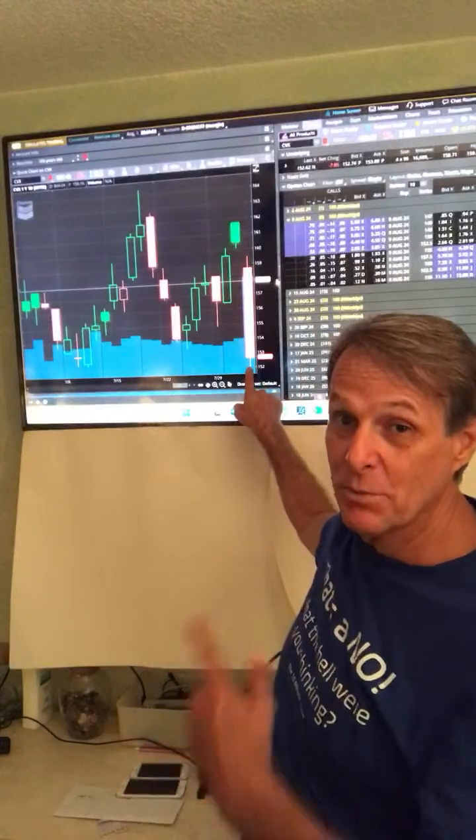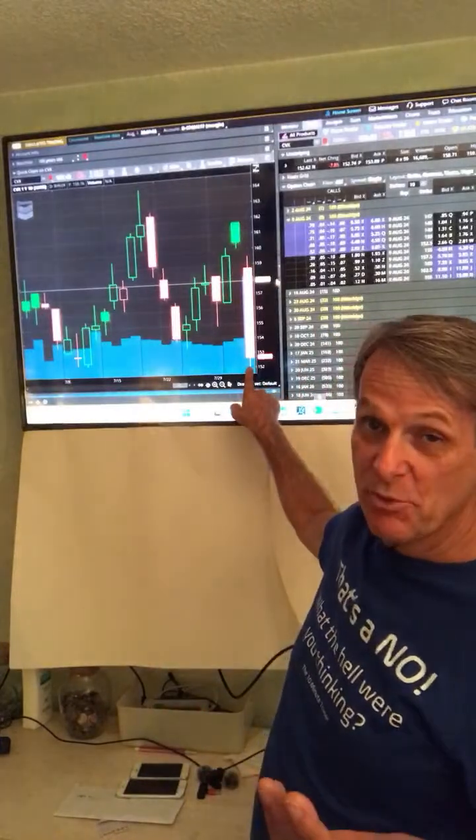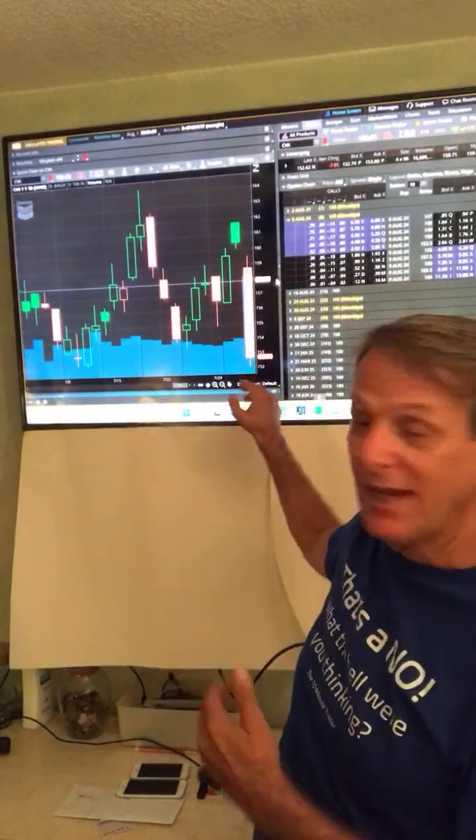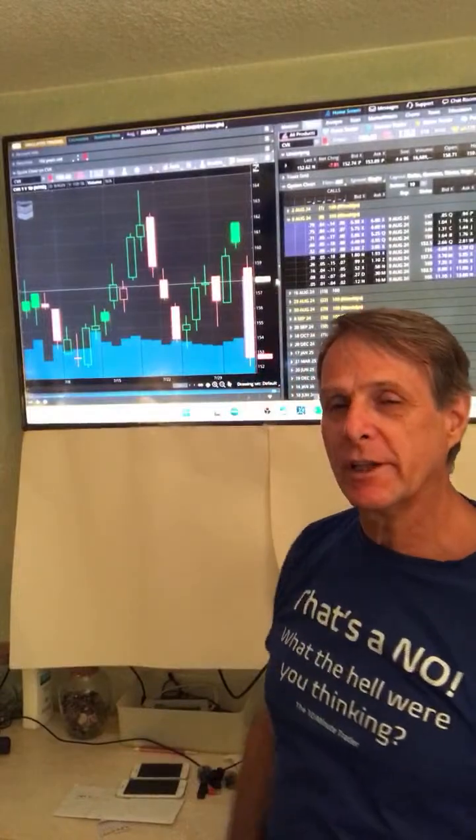So what do you want to bet tomorrow's going to be an up day? High probability, because when you have this much meat, meat and potatoes, usually. Is that guaranteed? No. But that was Chevron, and I like Chevron.